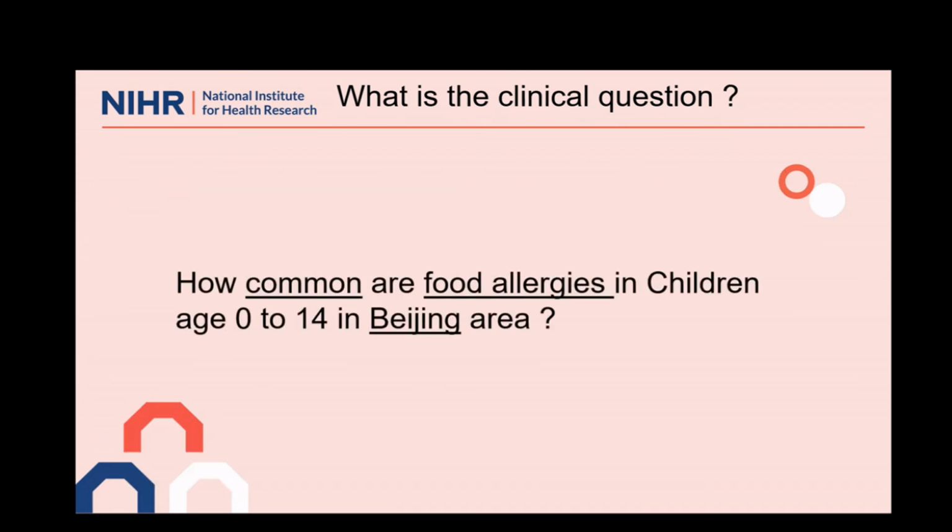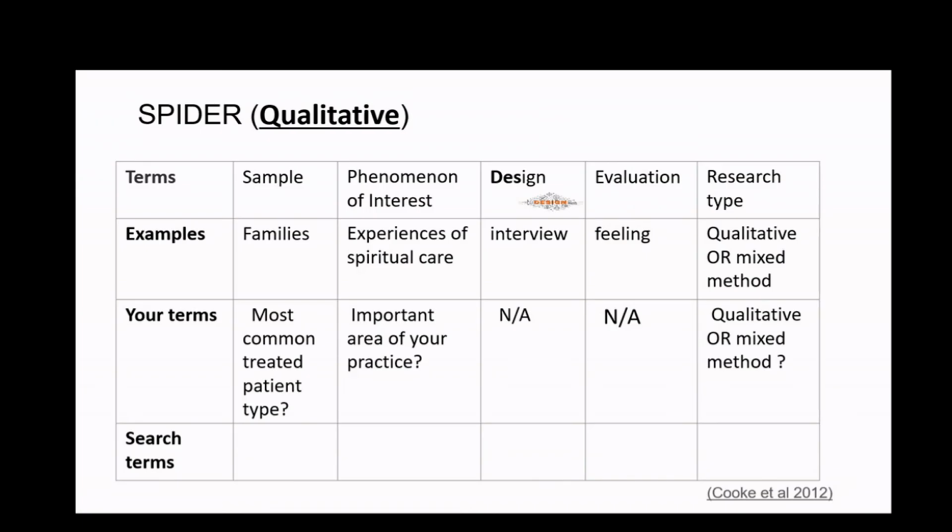Well, this is the clinical question broken down into a scenario: how common are food allergies in a particular population in a particular area? So we're going to move on to SPIDER, which is an acronym to break down qualitative questions.